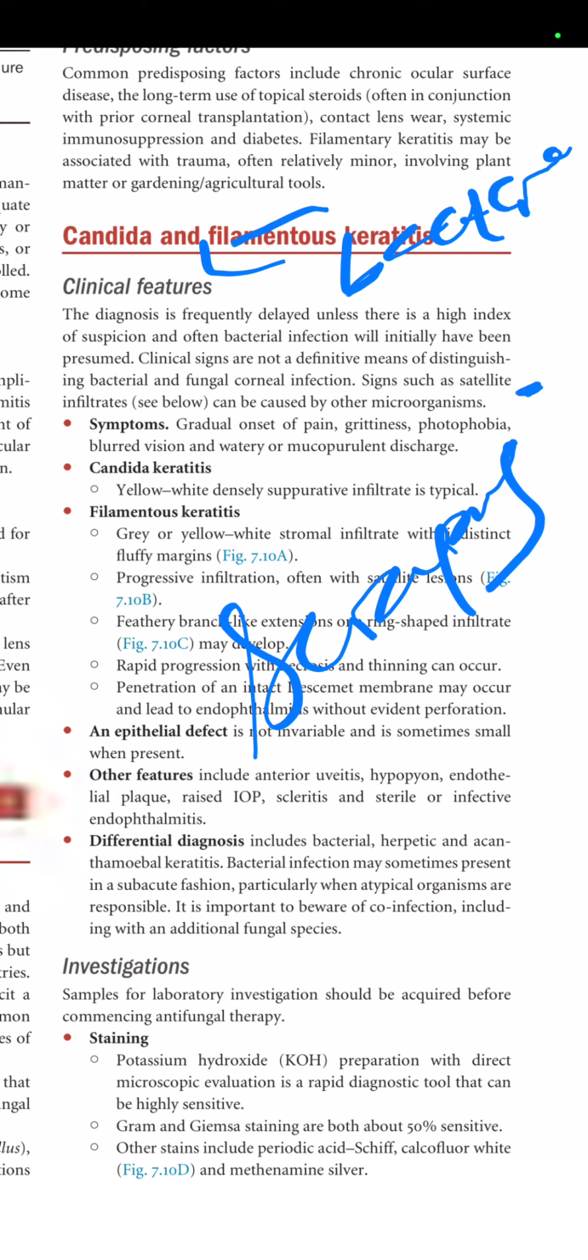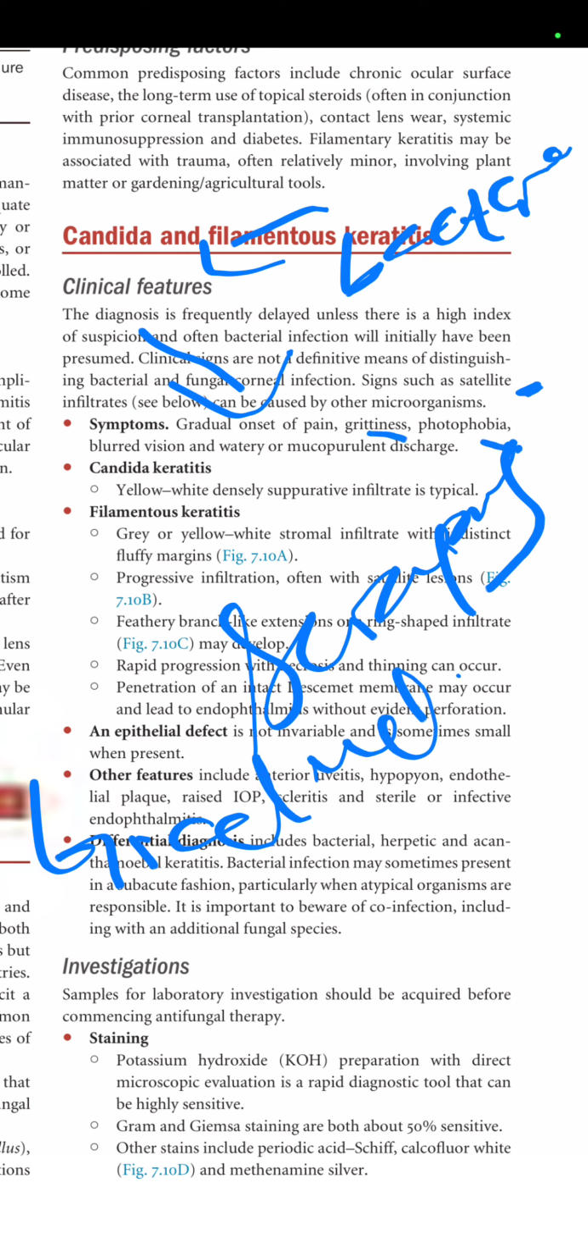So, what are the symptoms? Symptoms are gradual onset of pain. So you can say that pain is gradual in onset, not sudden. And patients complain of grittiness, photophobia, blurred vision, and watery or mucopurulent discharge. Now we are going to study the different signs of Candida keratitis and filamentary keratitis.